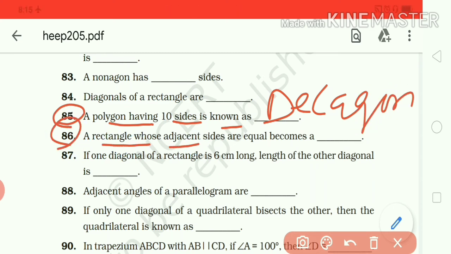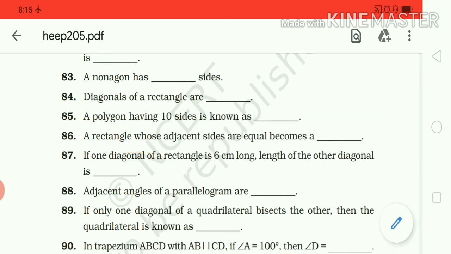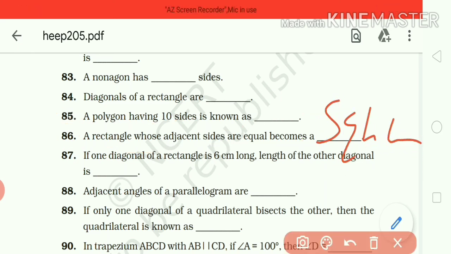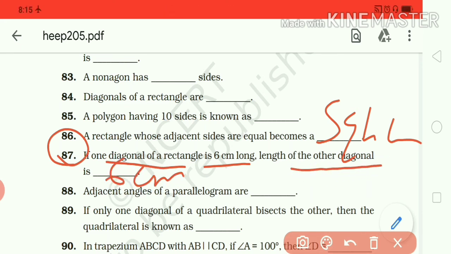Question number 86. A rectangle whose adjacent sides are equal becomes a square, because the only difference is the unequal sides in the rectangle. And you know that if adjacent sides are equal, all the angles are 90 degrees, and the diagonals are also equal. So these are all properties that match a square. Come to question number 87. If one diagonal of a rectangle is 6 centimeter, what is the length of the other diagonal? It will be 6 centimeter, because in the rectangle the diagonals are equal.